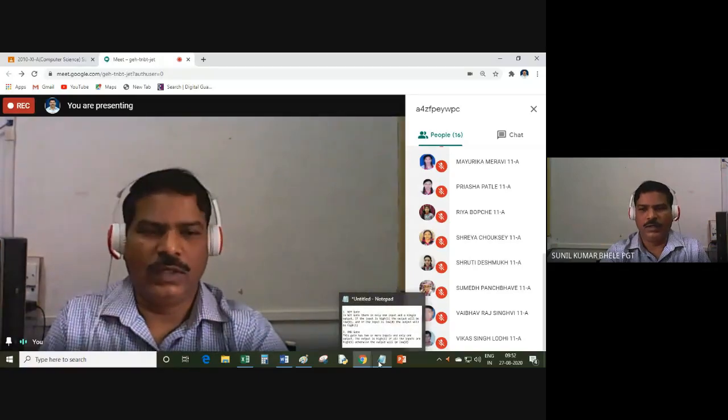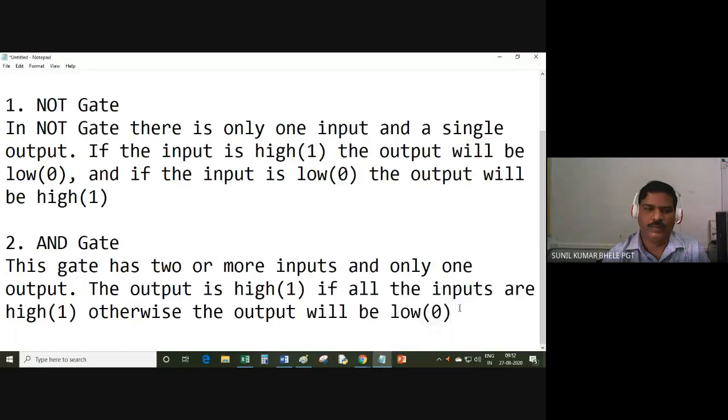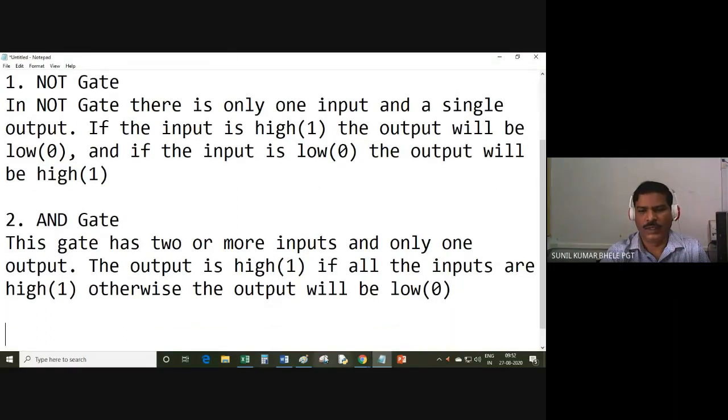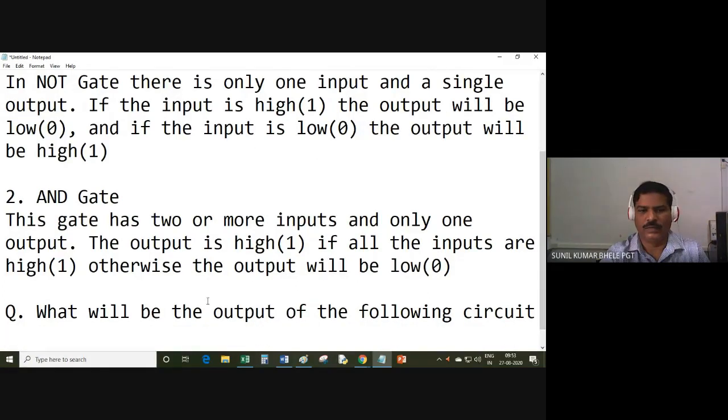If I ask you a question, write down the question: what will be the output of the following circuit? Write down this question in your notebook. What will be the output of the following circuit? And then I will draw one diagram.